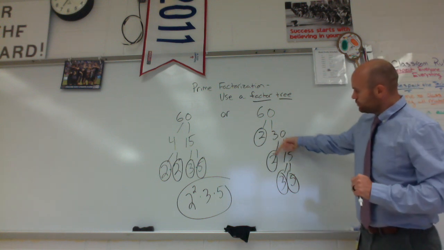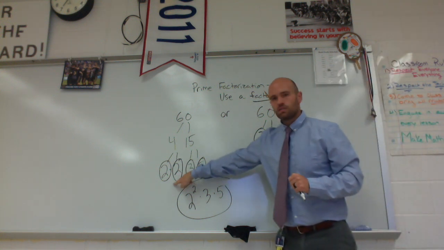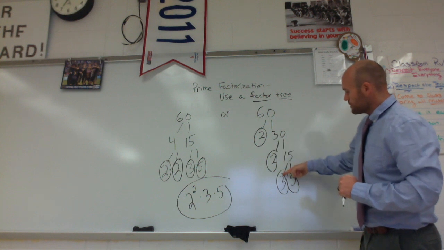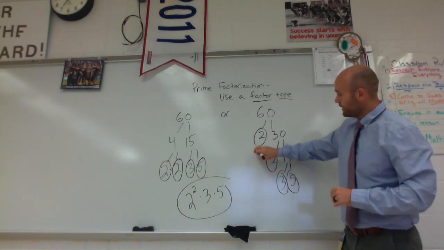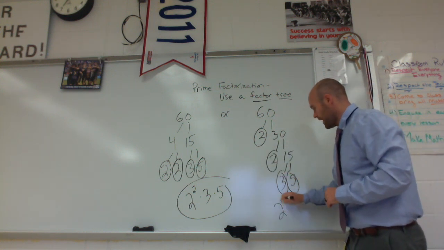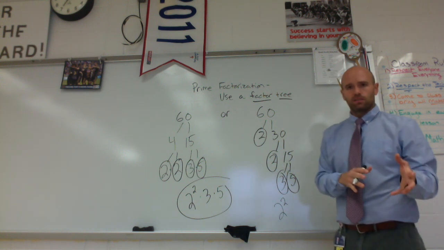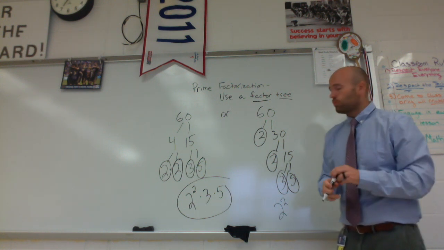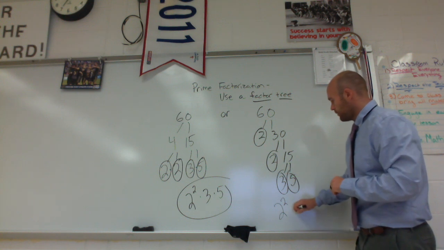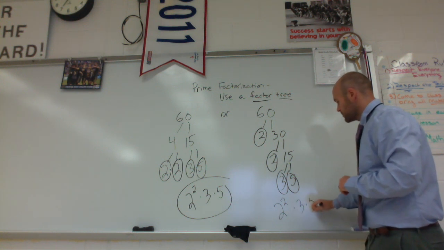Now, look what I have. 2 times 2, which is the same over here, times 3 times 5, which would be written: 2 times 2 is 2 to the second power. Think back to the exponents video that you watched earlier. 2 to the second power times 3 times 5.